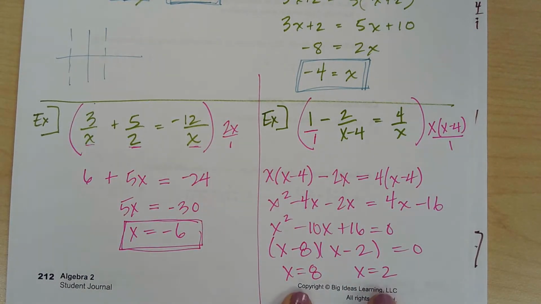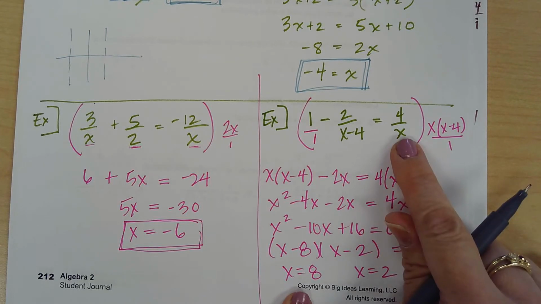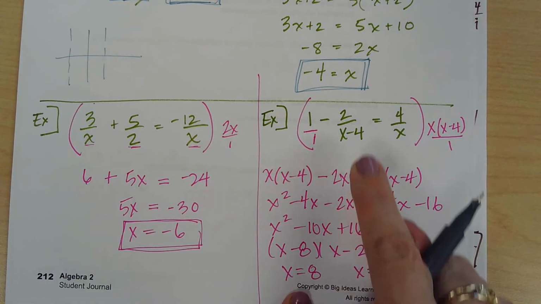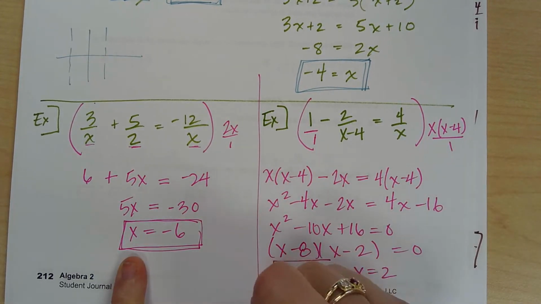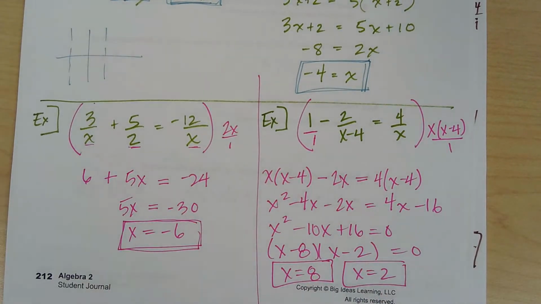All right, double check to make sure neither of these cause an extraneous solution. So if I plug 2 back in, those are good. If I plug 8 back in, that's fine. So now I have 2 solutions to that equation.